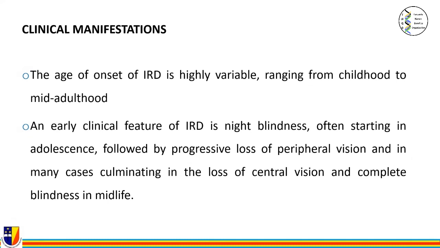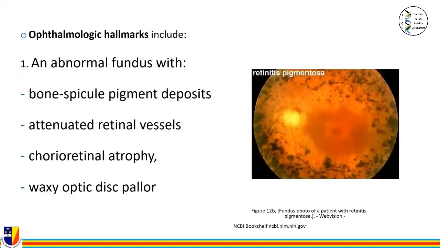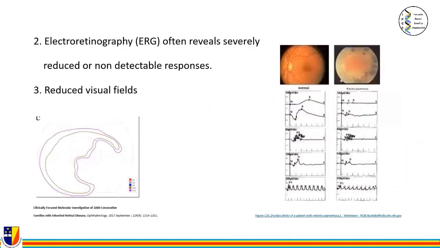Ophthalmologic hallmarks of the disease include an abnormal fundus with bone spicule pigment deposits, attenuated retinal vessels, chorioretinal atrophy, and a waxy optic disc pallor. Electroretinography often reveals severely reduced or non-detectable responses. Patients can also present reduced visual fields.